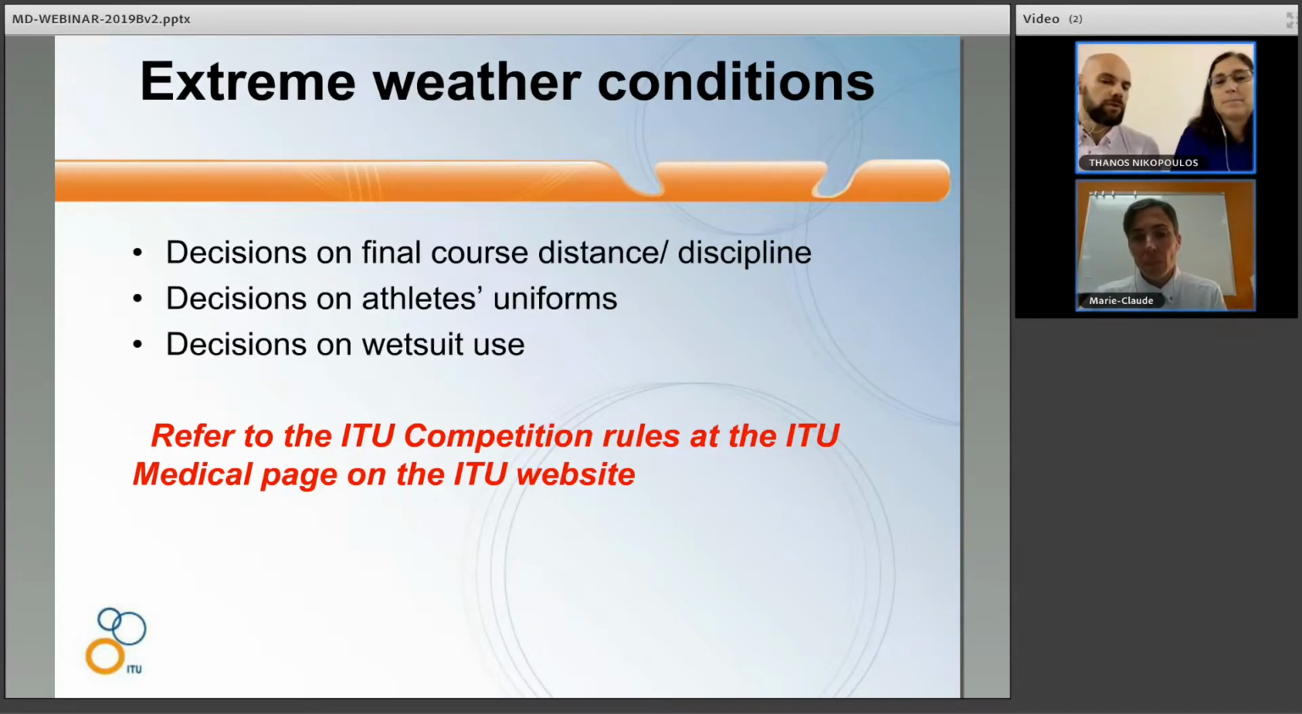The rules that we need to follow in all the areas obviously include competition rules, and the head referee of the event and the technical delegate are the two persons that can guide you through this process and give input on this.